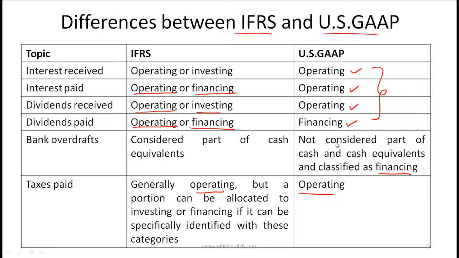So if you recall from an earlier lecture, we have said that US GAAP is a more rules-based framework, and notice that there are strict rules about how to categorize, versus IFRS is more principles-based, so there is more flexibility in this framework.